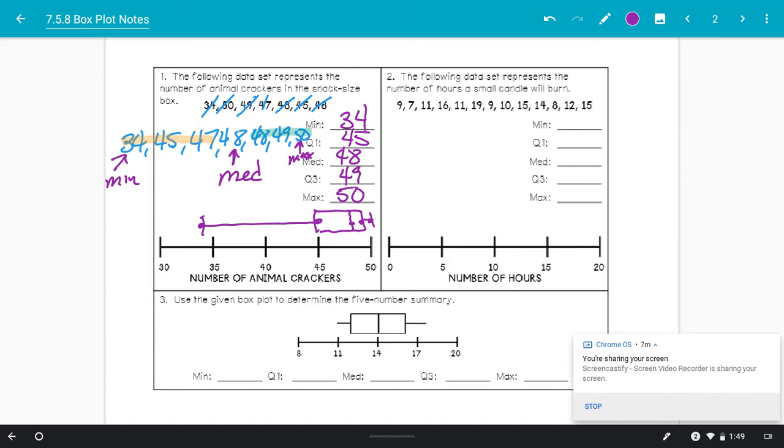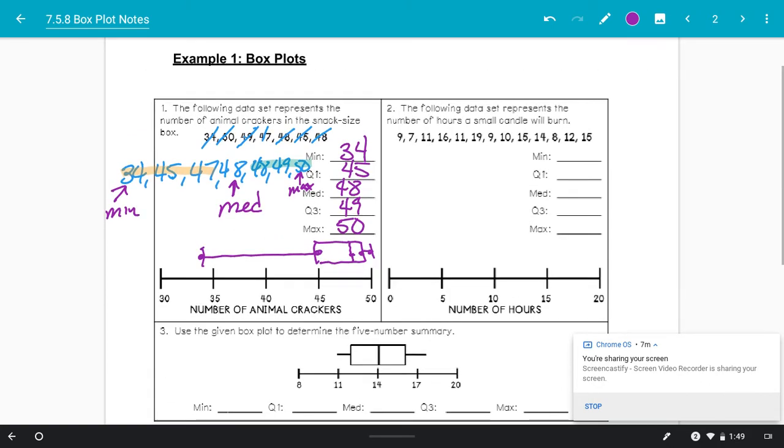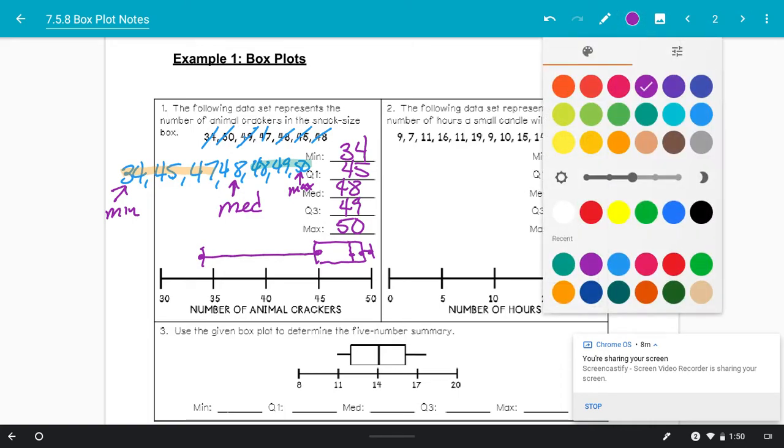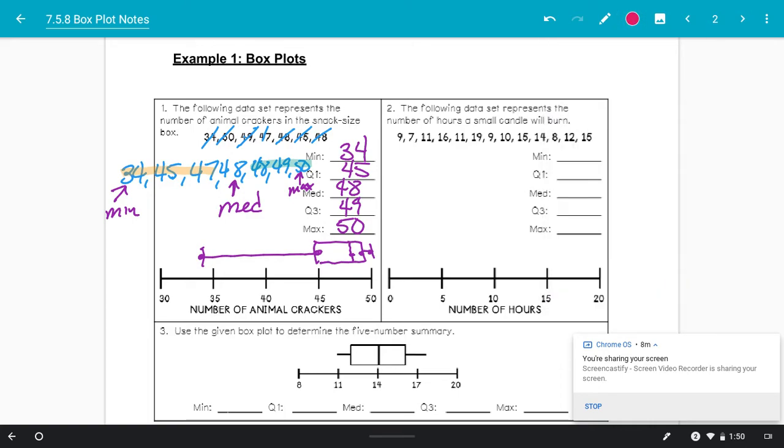Okay, for our next set of numbers, I'm already anticipating that this will be a problem for my big handwriting, so I'm going to give myself some space up at the top here. So the following data set represents the number of hours a small candle will burn. Again, I want to go through this list, and I want to go for smallest to largest. So I'm going to go through and look for my smallest number here, which is 7. All right, so this question, again, I'm going up on the top here. And then my next smallest number is 8.